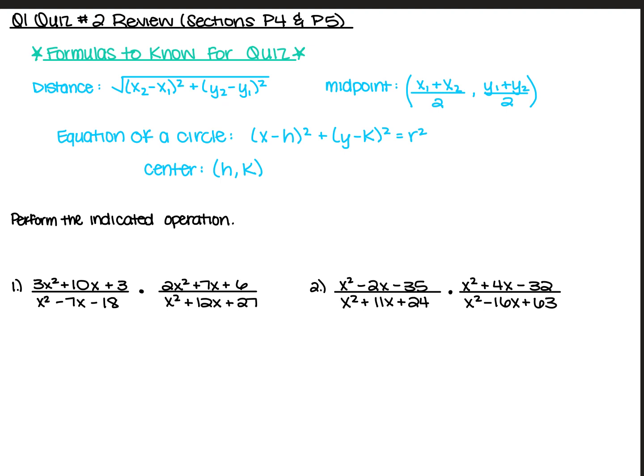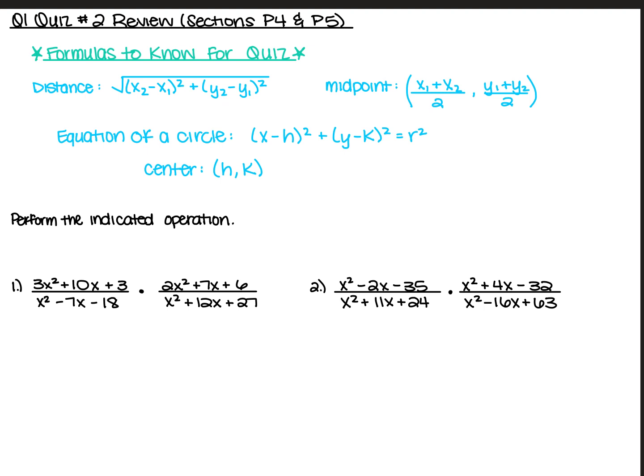These questions directly reflect the questions that are on your quiz. Your quiz is 7 questions. You have one that's multiplying, one that's dividing, one complex fraction, an equation of a circle that you're identifying the center and the radius, one that you're finding the distance, one that you're finding the midpoint, and then one that you are giving the equation of a circle, given the center and an endpoint.